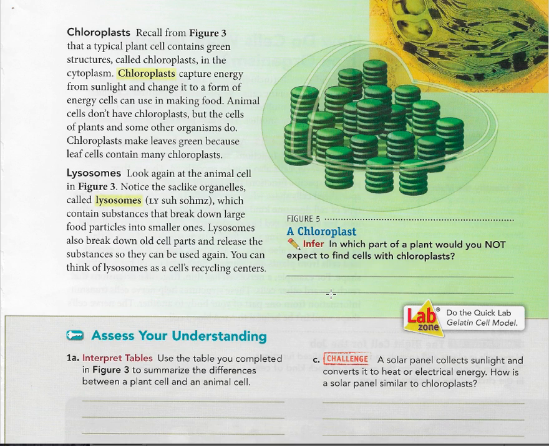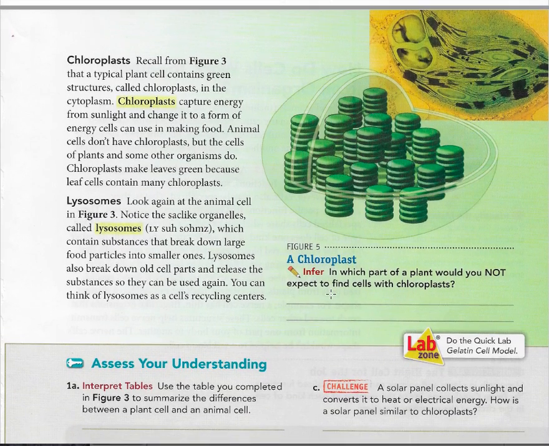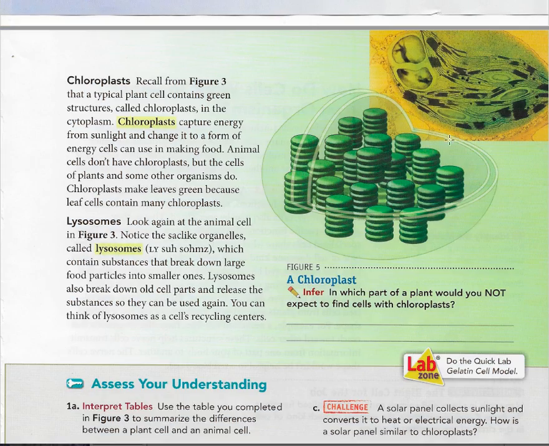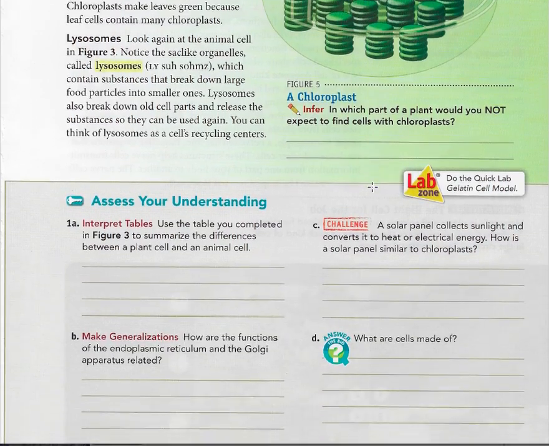Lysosomes. Look again at the animal cell in Figure 3. Notice the sac-like organelles called lysosomes, which contain substances that break down large food particles into smaller ones. Lysosomes also break down old cell parts and release the substances so they can be used again. You can think of lysosomes as a cell's recycling center. There we go. There's a microscopic view of chloroplast drawing.